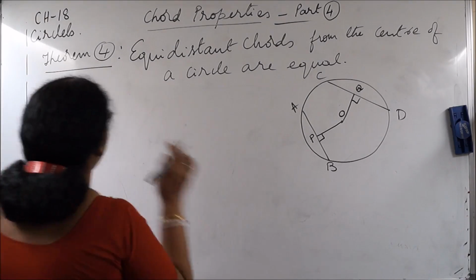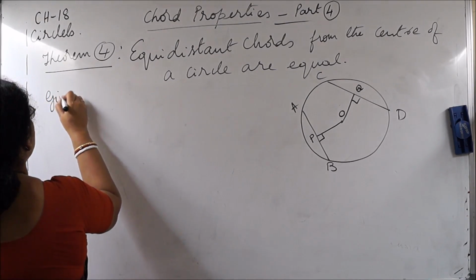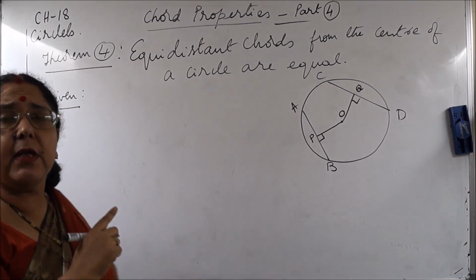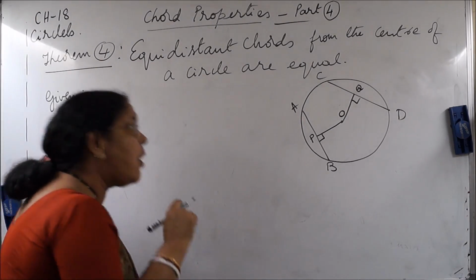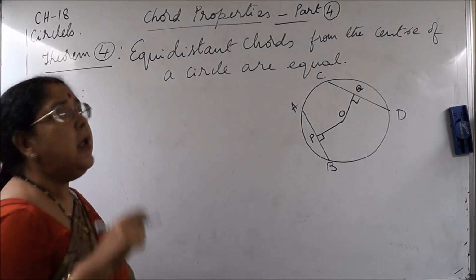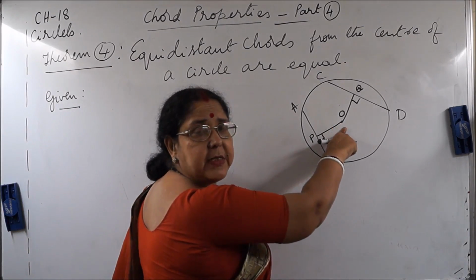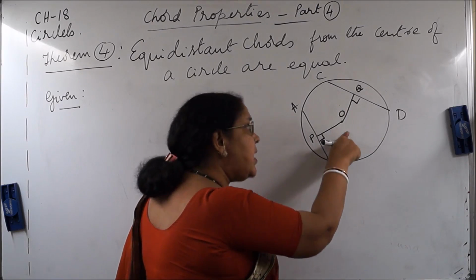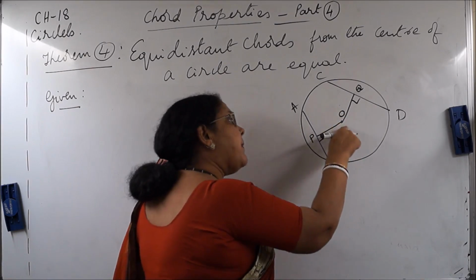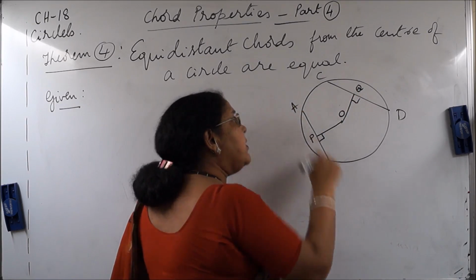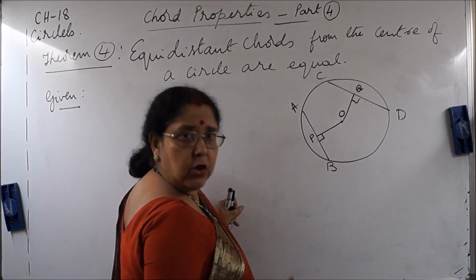So here what is already given, again I repeat, in the theorem that we learnt in part 3, we knew chord AB is equal to chord CD and we proved that the perpendicular distance of each of the chords from the center is equal. Here we are aware that the perpendicular distances of these two chords are equal and we will verify that chord AB is equal to chord CD or not.